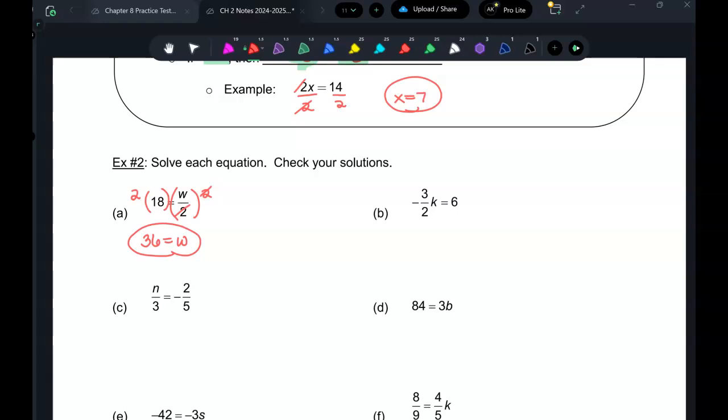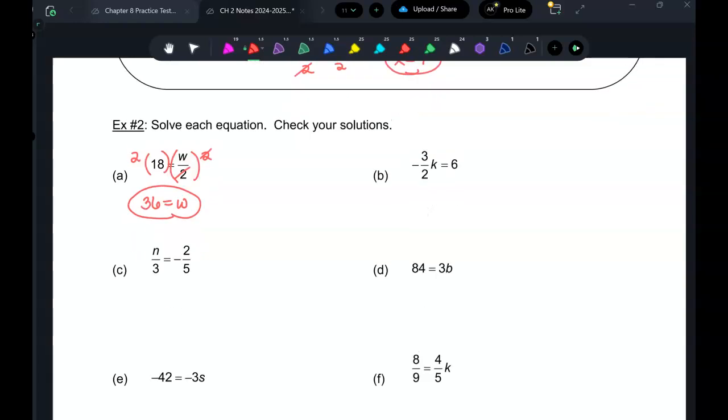We'll do the next one. I want to go through in order because this one has a negative 3 over 2. What would you do, Erin? So you're going to do times negative 3 over 2. Well, if you multiply by 3, then you put over 2.